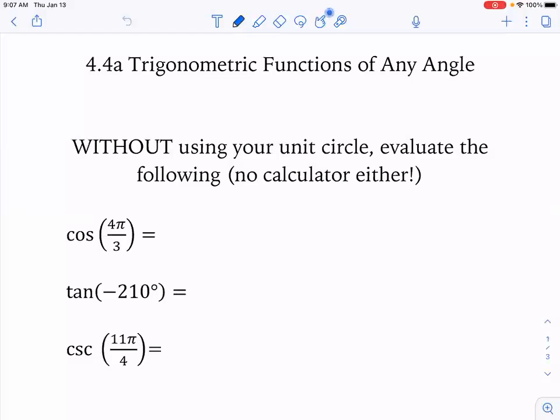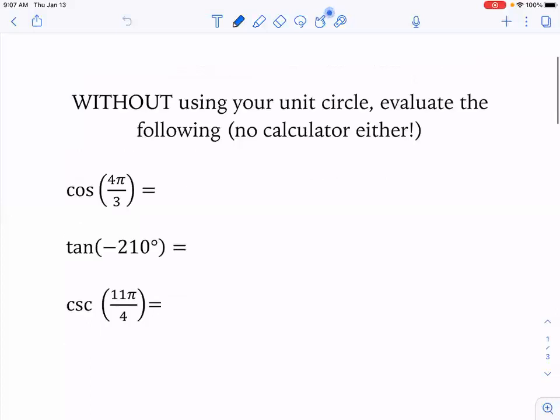All right, let's talk about the cosine of 4 pi over 3. The cosine of 4 pi over 3. What quadrant is 4 pi over 3? Third. So for sure the cosine has got to be negative. Since it's something pi over 3, the cosine is going to be, in this case, a negative 1/2, is what I heard.